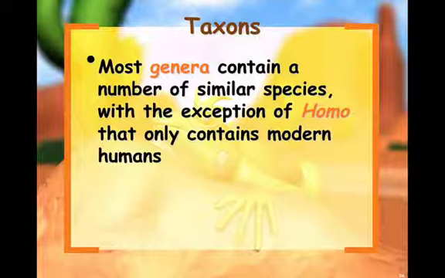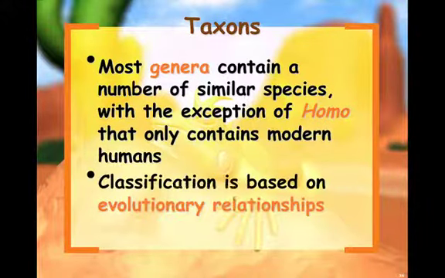Taxon is one of your vocabulary words. Most genera contain a number of similar species, with the exception of Homo, which only contains the modern humans. So genus falls under the genera, and after genus comes species. Classification is also based on evolutionary relationships between specific organisms, and we'll learn more about evolutionary relationships when we take the notes on section 18-2.